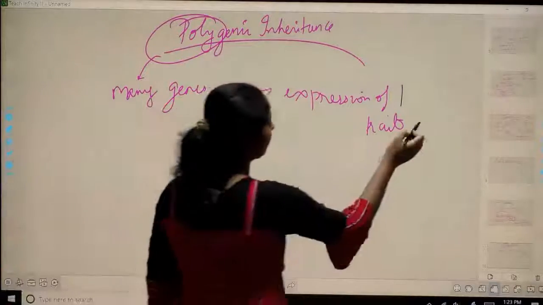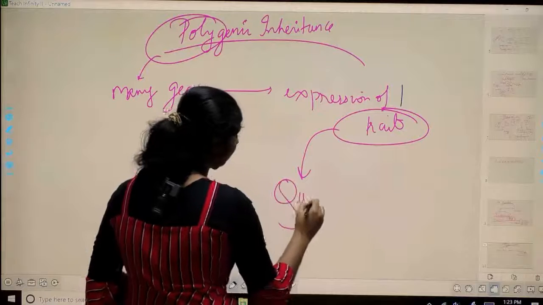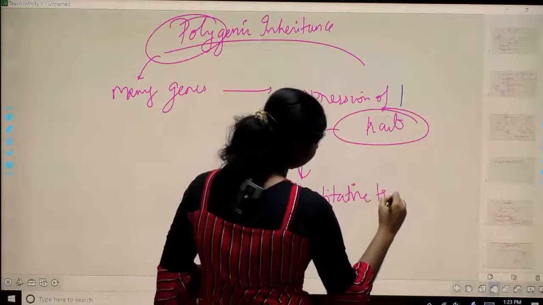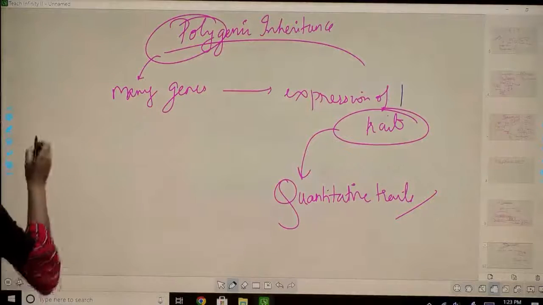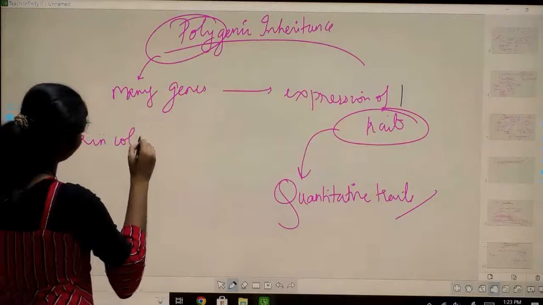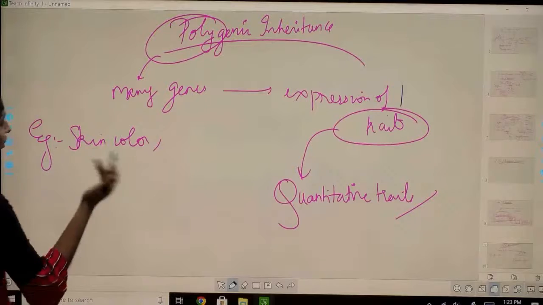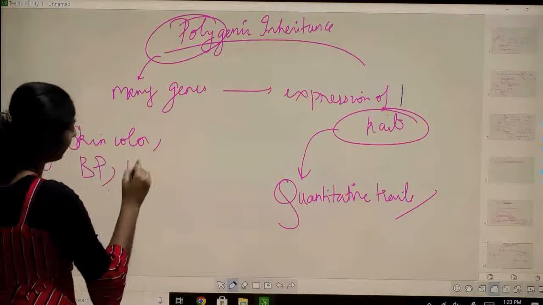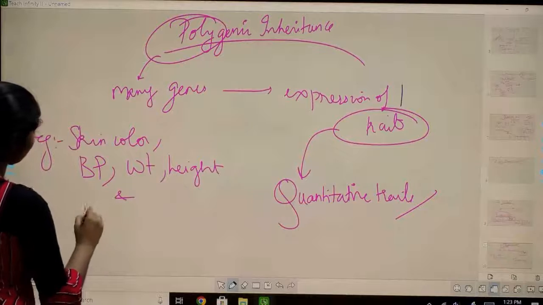And such traits that show polygenic inheritance are known as quantitative characters. Quantitative traits or characters. And they are also known as continuous traits. Examples include skin color. Skin color in humans that shows a gradient, whereas also your blood pressure, weight, height, and also milk production in cattle.